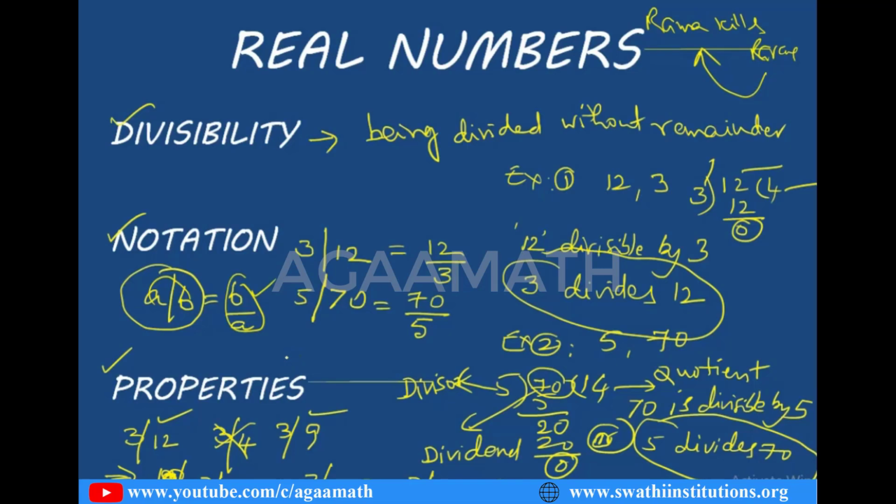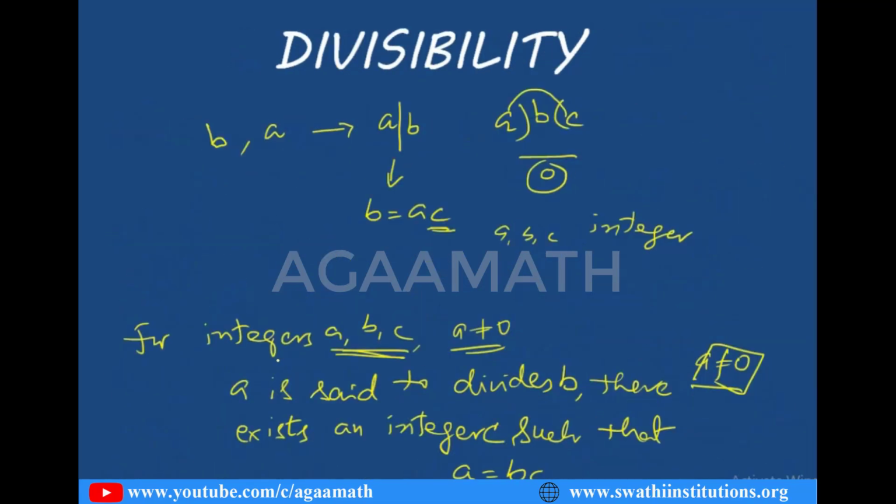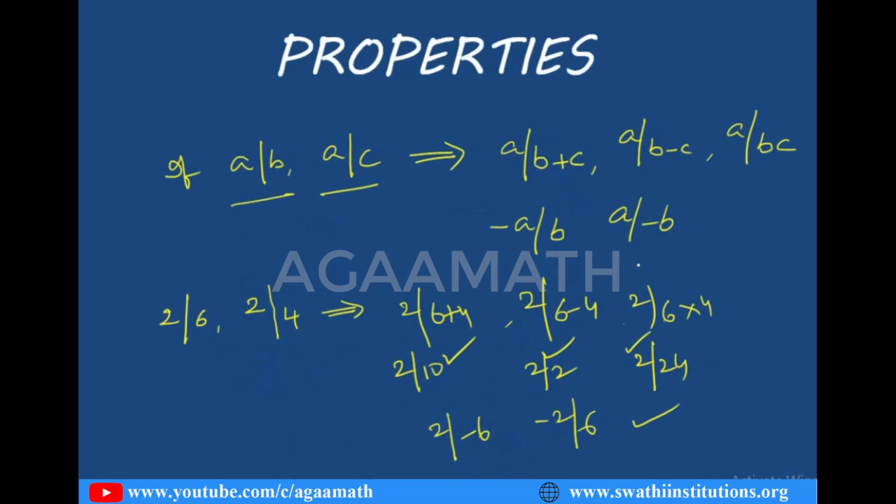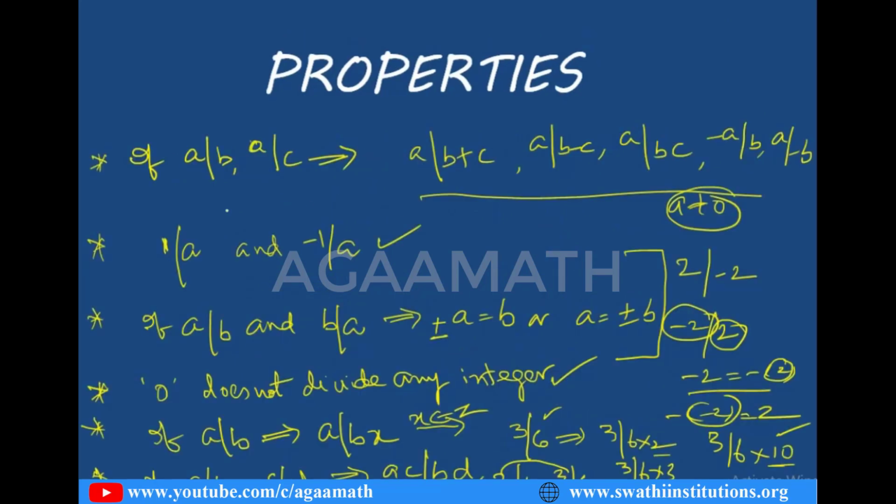Properties. Right, divisibility: which is the dividend, which is the divisor, which is the quotient. Here the remainder is 0. A is said to divide B if there exists an integer C such that B equal to AC. Here A is not equal to 0. Notation we already discussed. Properties 1, 2, 3, 4, 5, 6. Right? These are the properties of divisibility.